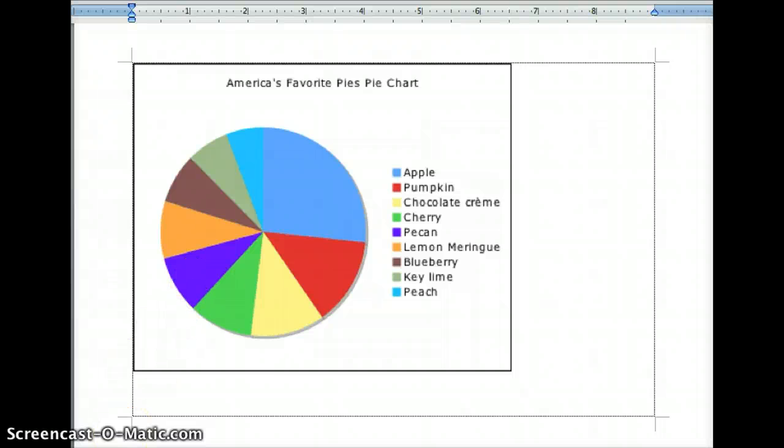Alright, my friends, that's it for your intro to pie charts. I hope you enjoyed America's Favorite Pies pie chart.